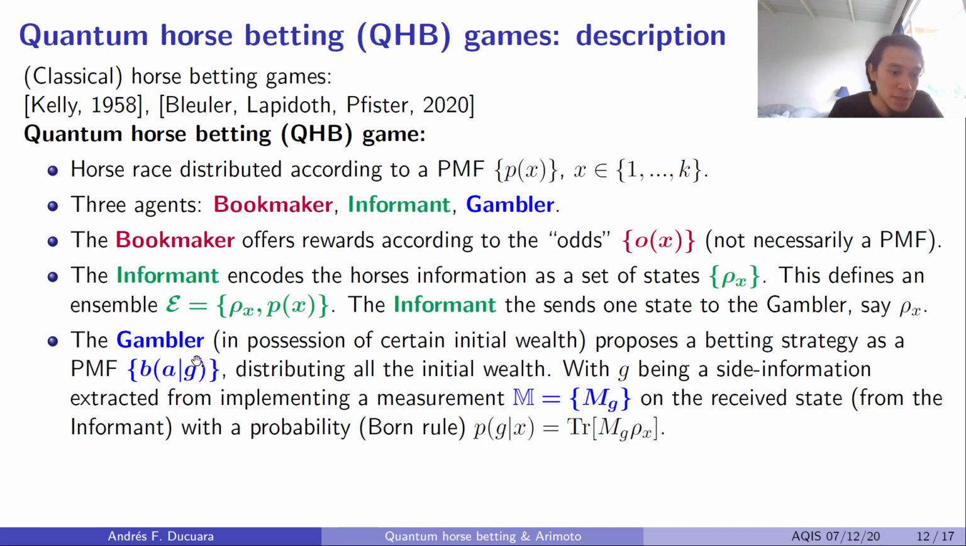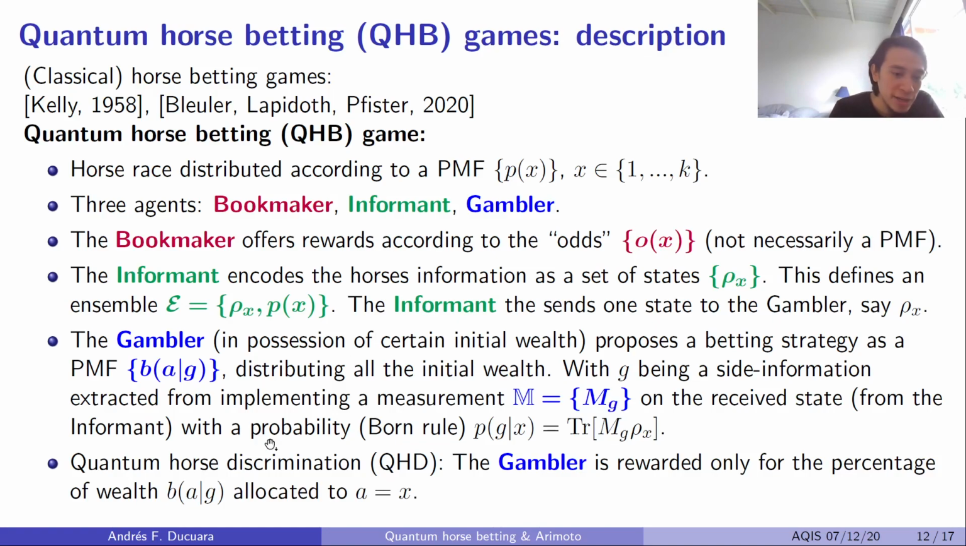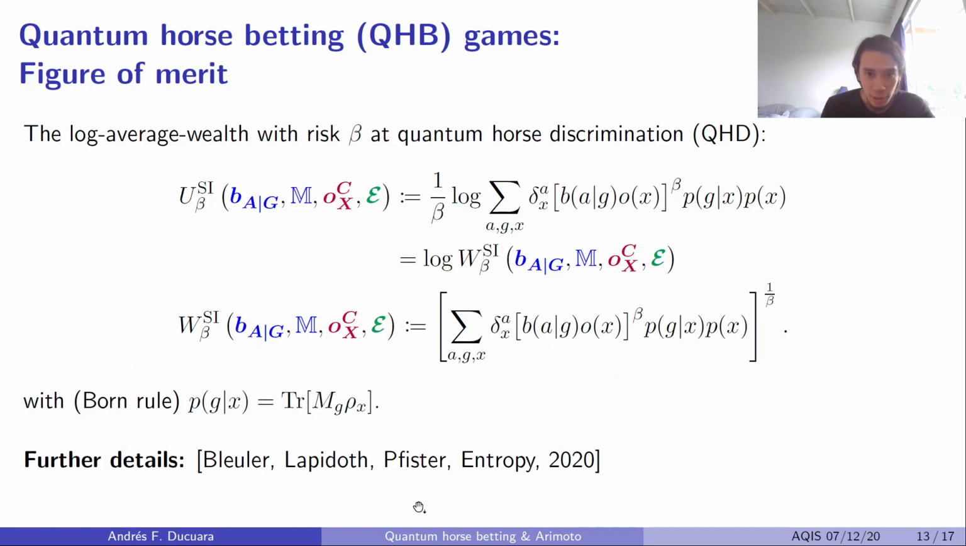So now, in principle, the gambler is going to be playing with two objects: this conditional probability mass function and the measurement M. Finally, in a particular game that we're going to call horse discrimination, the gambler is going to be rewarded only for the percentage of wealth P of a given G allocated to the horse that ended up winning, in this case X. Right, so that is the game.